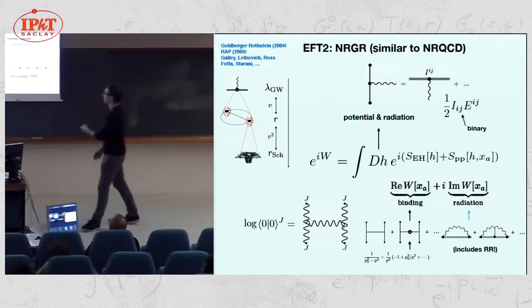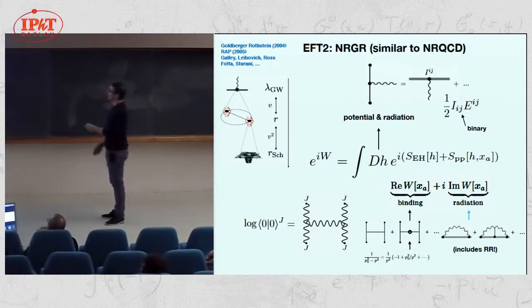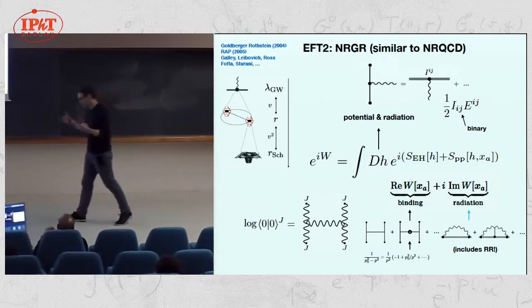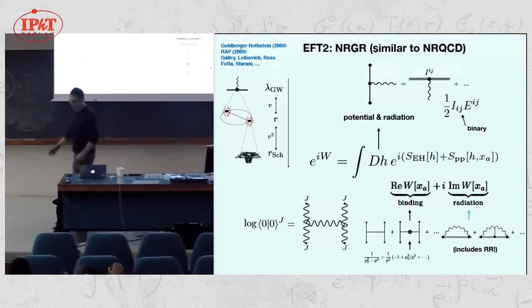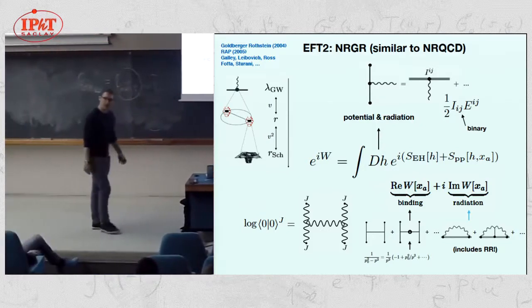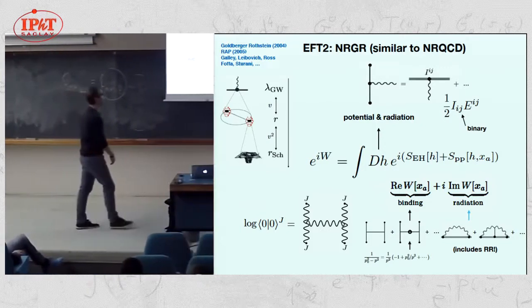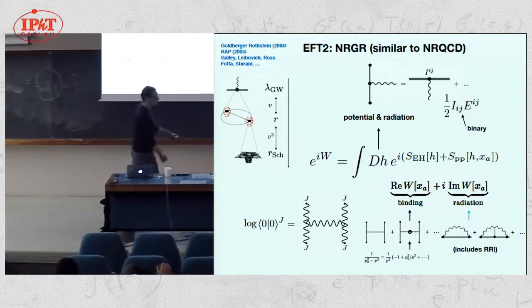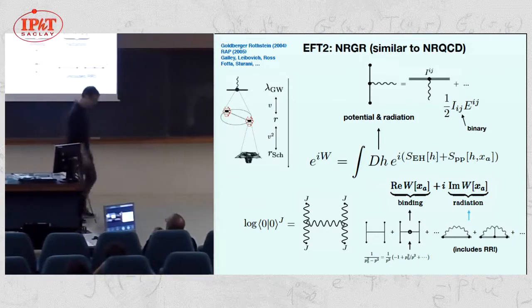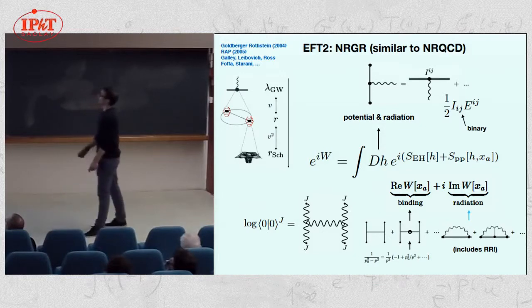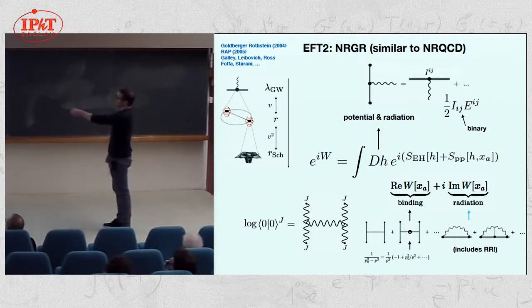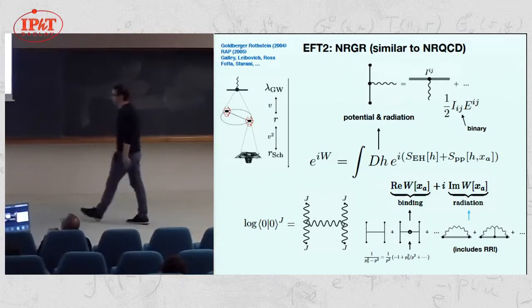We want a real part that gives me the binding energy, and we want the imaginary part, essentially when the poles in the propagators go on shell, that gives you the radiation. So we do this splitting, and we can do this splitting at the level of the effective theory, which is also what people did in what is called NRQCD, or also NRQED in the case of electrodynamics, which is to separate this integral into two modes, which means when we have this integral here, we can expand the propagators.